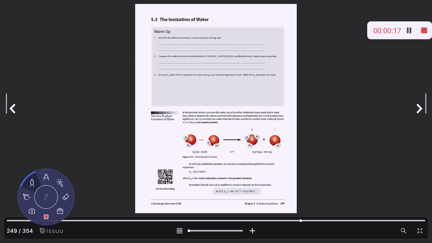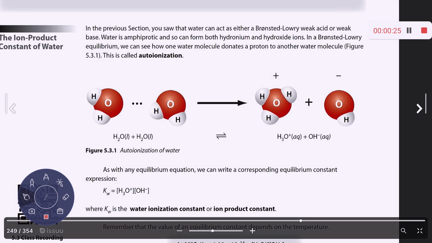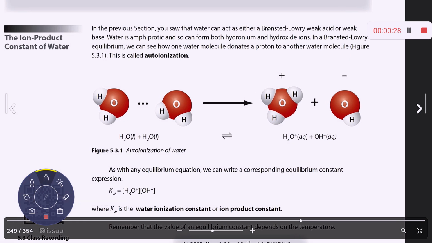All right, so we're going to first talk about the ionization of water. So when you've got a water molecule next to another, what can happen is one water molecule can donate a hydrogen to the other. When something like that happens, it's called auto-ionization. And it's going to form a hydronium ion and a hydroxide ion. So guess what we can do? We can write an equilibrium expression for it because an equilibrium will form, okay?